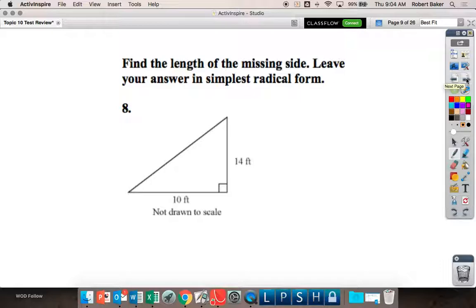Find the missing length. Anybody? Pythagorean theorem. We're looking for this piece. That's a squared plus b squared equals c squared. And I showed you guys the trick. You can take the square root immediately of both sides. And if you do the square root of 10 squared plus 14 squared, it will give you the answer right in your calculator.